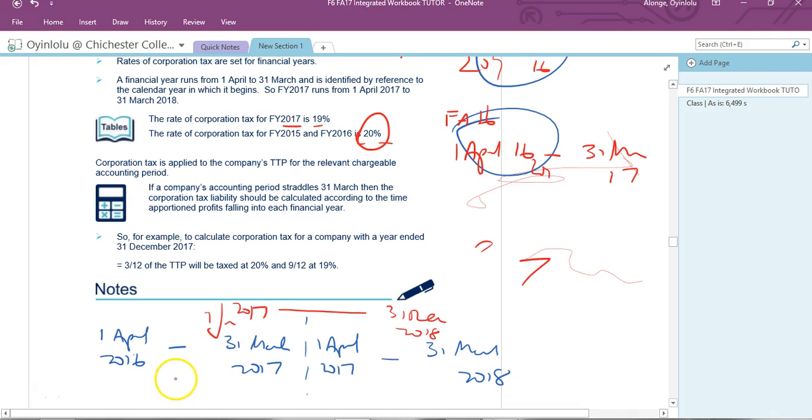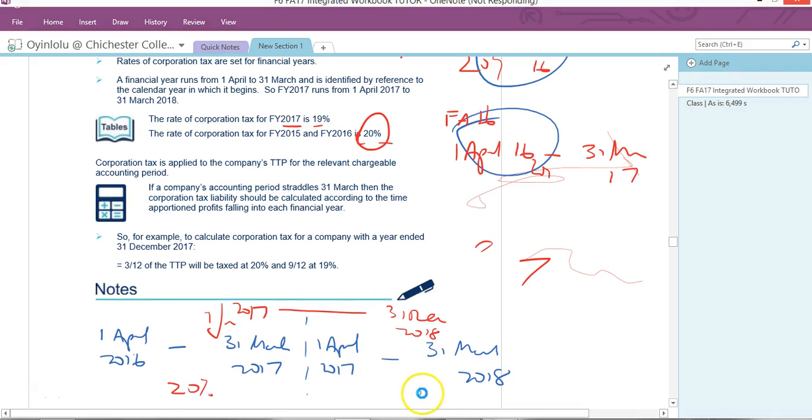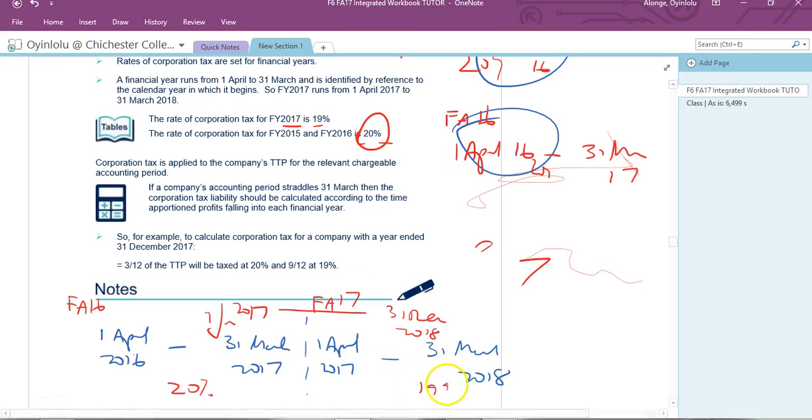Now, like I said, the corporation tax here was 20%, Finance Act 16. Then we have Finance Act 17, and the corporation tax here is 19%. So what you have to do is take the first 3 months of your chargeable accounting period and tax that at 20%. The 9 months that's left, you have to tax at 19%. So you apportion your profits and tax appropriately.